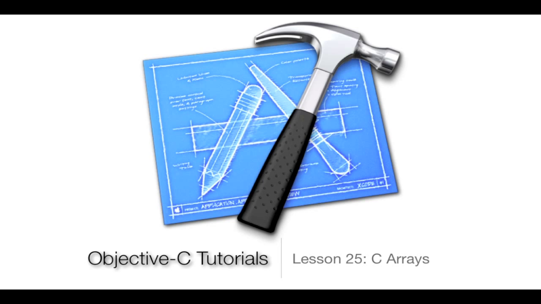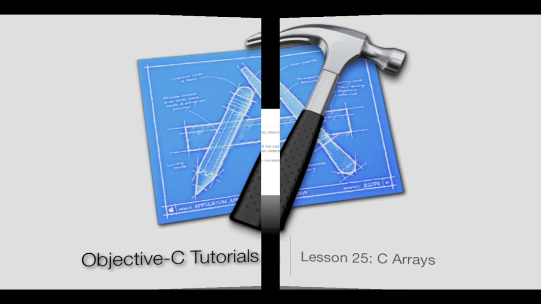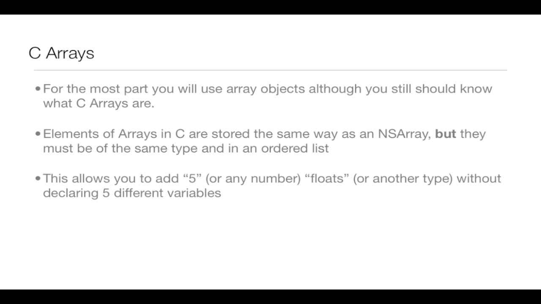In this lesson, we'll be going over C arrays. Now, first off, what exactly is a C array? Well, it's just the array that you use in the programming language of C. Now, you can use these arrays in Objective-C, obviously, that's why I'm going over them, but you probably won't really be needing to use them that much.